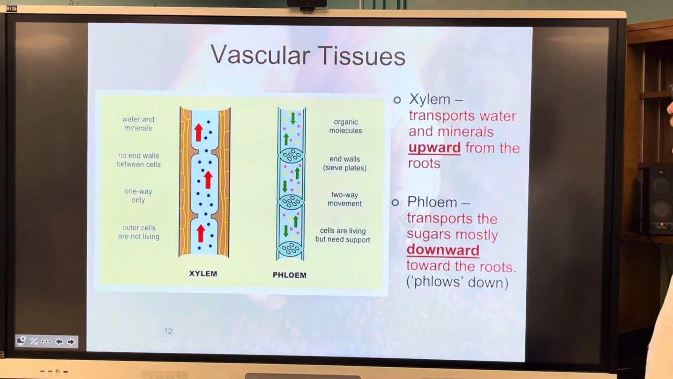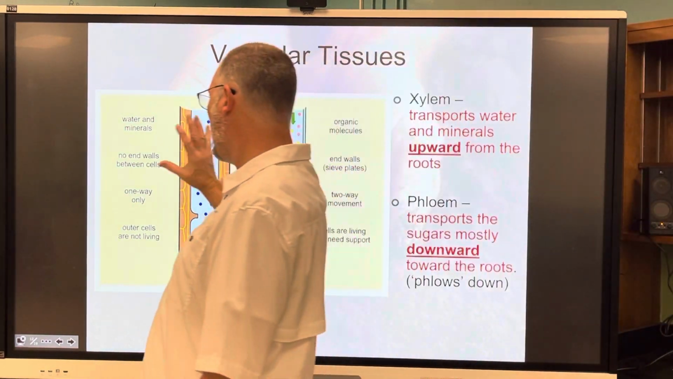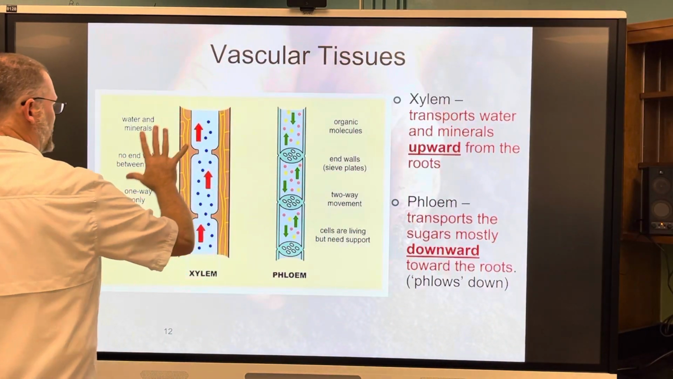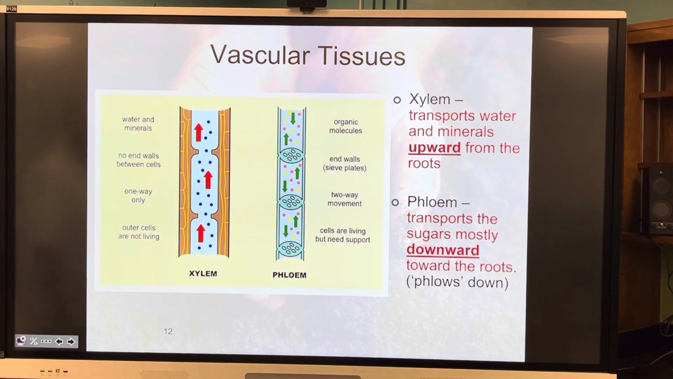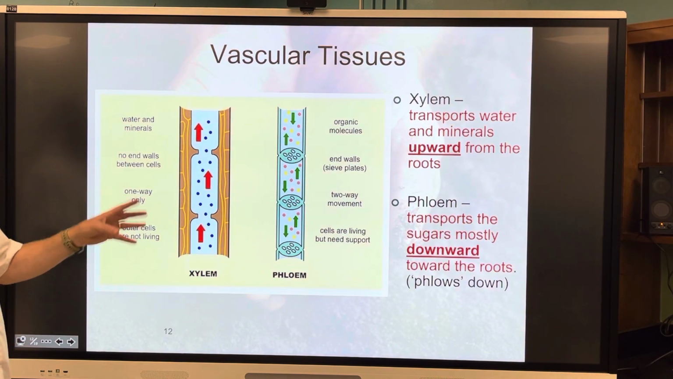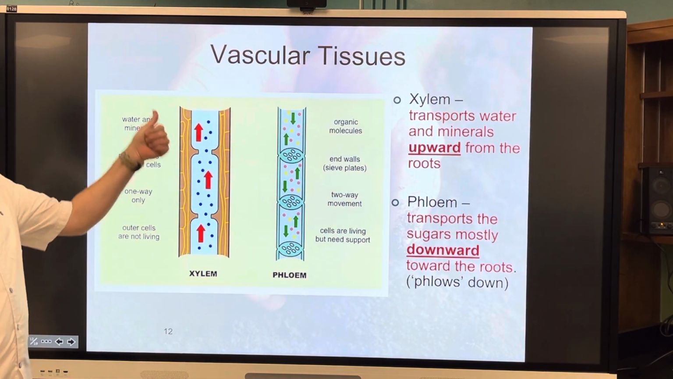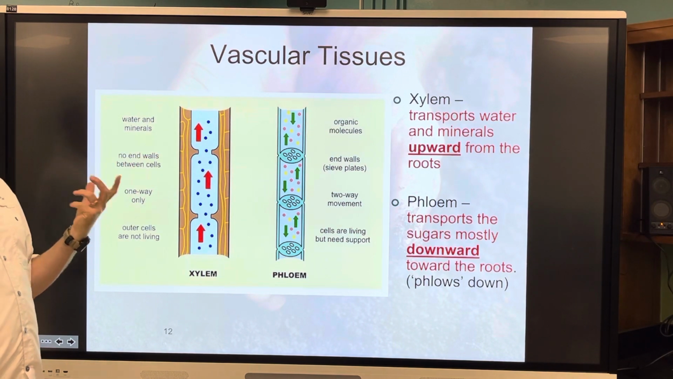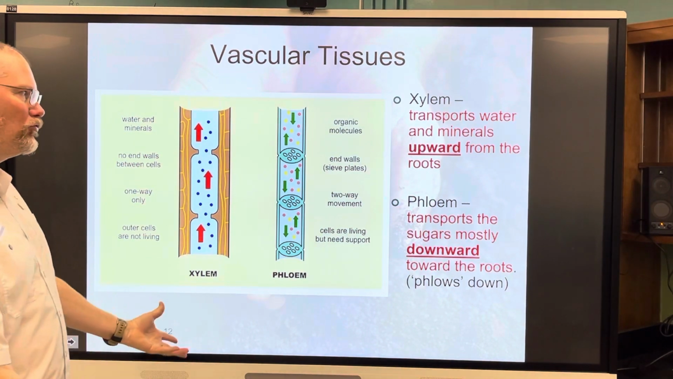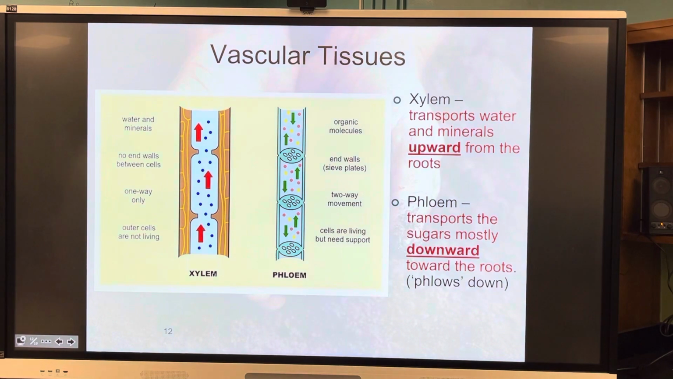All right, so here are the vascular tissues, which we mentioned. So you have to label these in your notes. It's a diagram, the xylem and the phloem. The xylem transports water upward from the roots, because that's where plants get their water from, right? They get it from the roots. And minerals as well from the dirt. Minerals like nitrogen and phosphorus and potassium and calcium. Yes, plants need all of these things. They need quite a few.